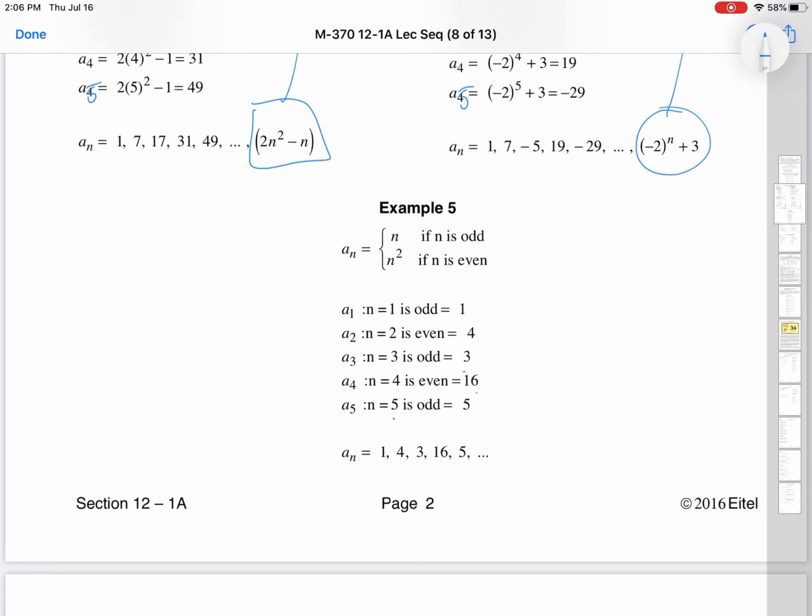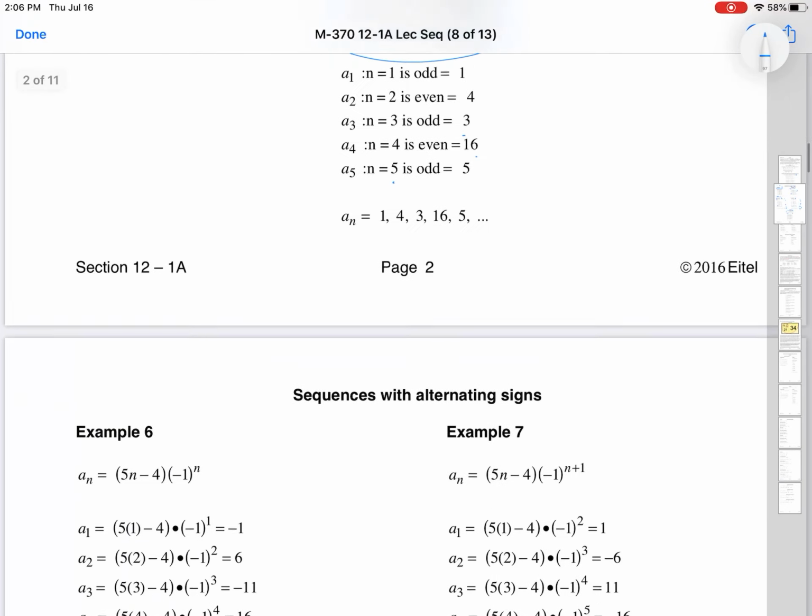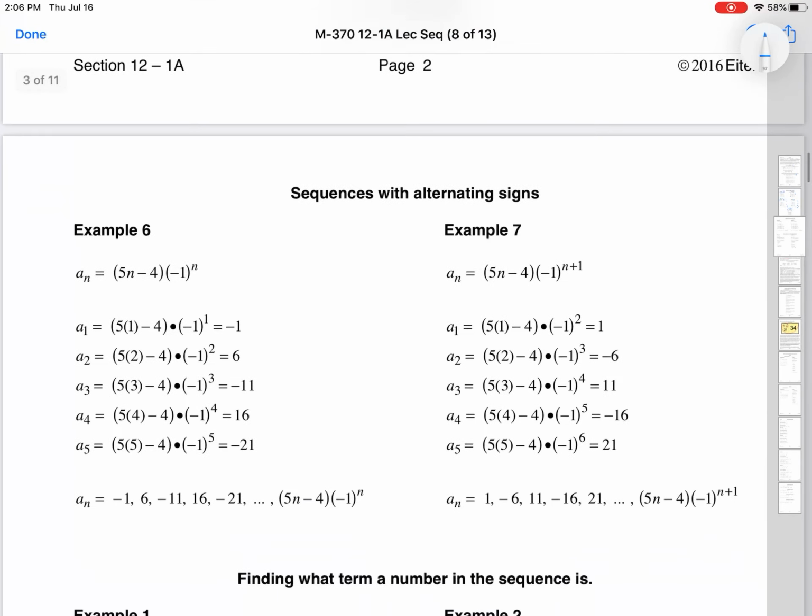It gets a little bit difficult in these piecewise ones to name the nth term because the nth term could be one of two things. It could be n or it could be n squared, depending upon what n is. And so we won't see it that way.